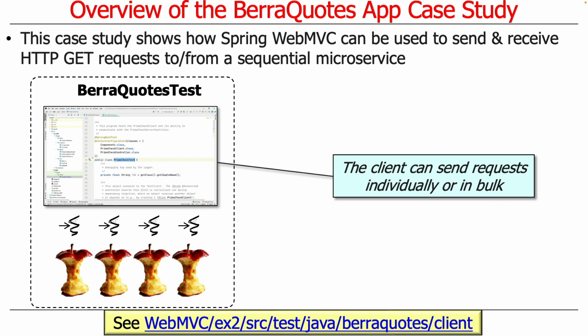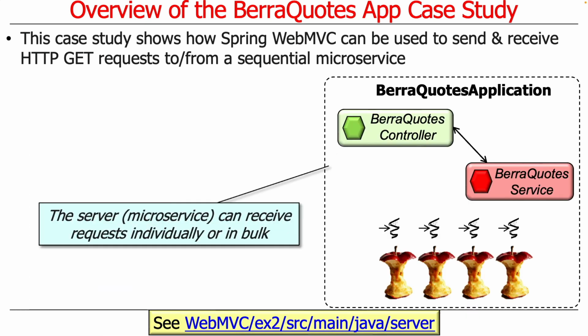The client can send requests individually. It can say, please search for a Yogi Berra quote. Here's a string. I want you to go see if there's anything that matches that. Or it can also send bulk requests. It can say, give me back a list of quotes based on these quote IDs. So you could have several ways of getting access to the quotes. Likewise, the server, which is a microservice in Spring WebMVC, can receive requests individually or in bulk.